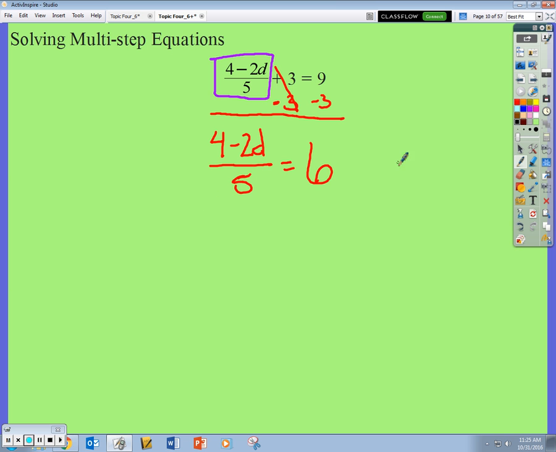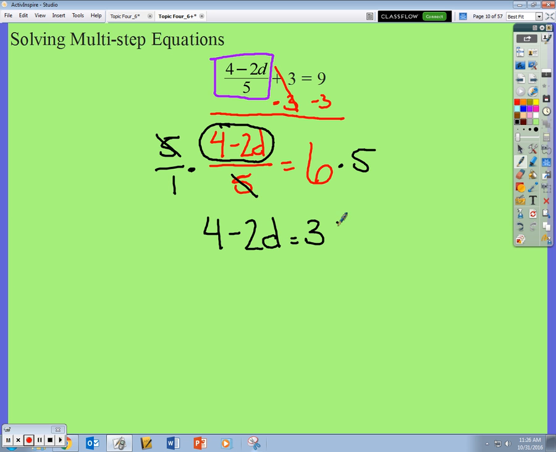All right? Now, to help me out here, I see that I have this dividend here. But let's get rid of the divisor first. So to get rid of divide by 5, we're going to multiply both sides by 5. I'm just going to put this as a fraction here, because I can see the cross reduction. So now I'm left with 4 minus 2 times d is equal to 6 times 5. 6 times 5 gives me 30.